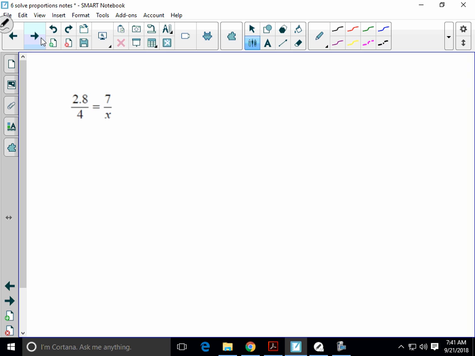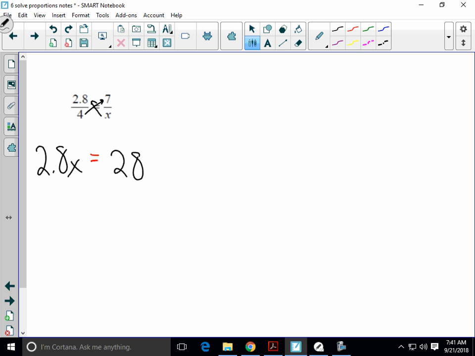Okay, let's look at one more before you try a couple. Proportions, I can cross multiply. Bring down your equal sign. 4 times 7, okay, I draw my arrow going up, is 28. 2.8 times x is 2.8x.